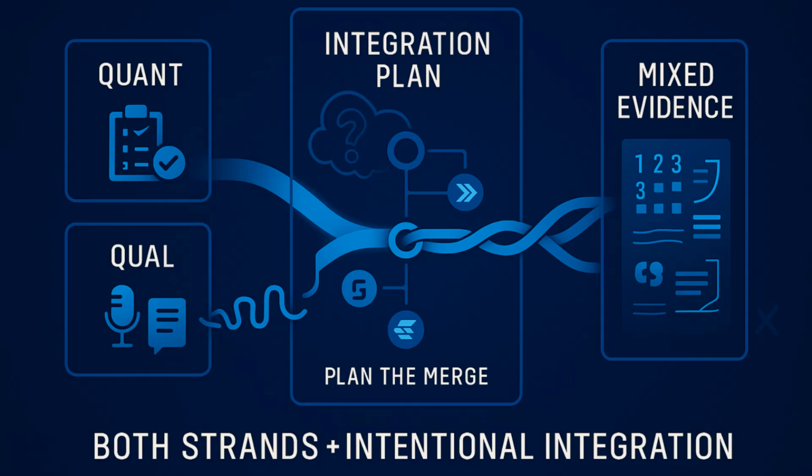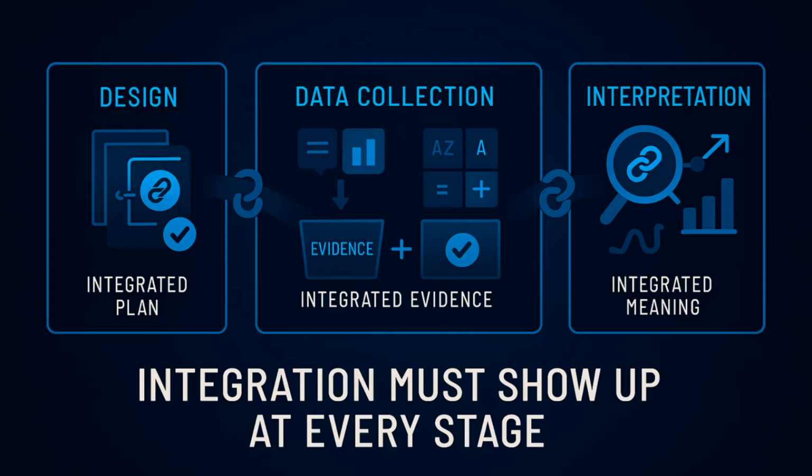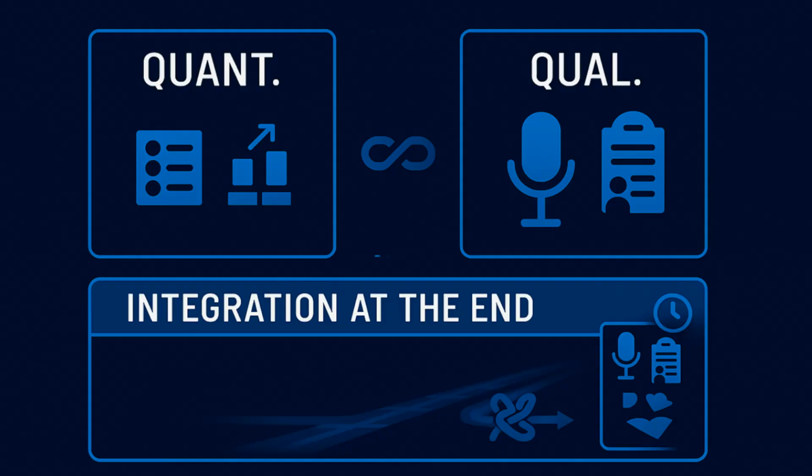Mixed methods data collection requires both quantitative and qualitative evidence, and it requires integration to be planned rather than treated as an afterthought. Integration should be visible at the design stage, the data collection stage, the analysis stage, and the interpretation stage. Mixed methods becomes weak when integration is only mentioned at the end, because then the study reads like two separate projects rather than one integrated design.